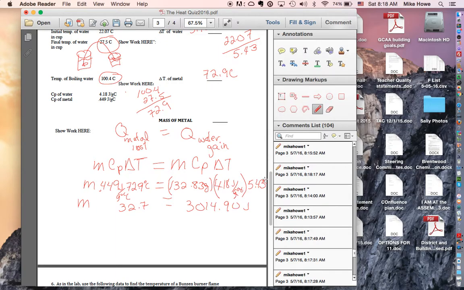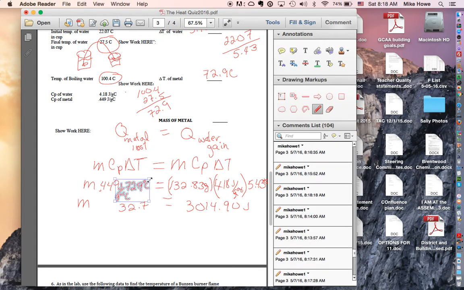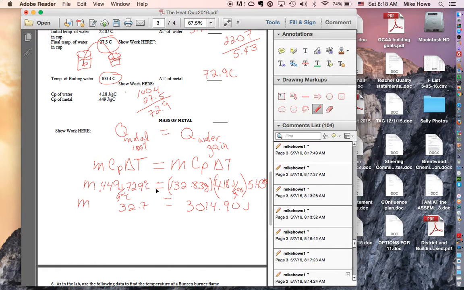The units here: that one is joules because grams canceled and the degrees C canceled. There's a C up here, so all you're left with is joules. Over here, the degrees C cancel, and the unit would be joules over grams. Then when you divide these, you're going to simplify and get m by itself. When you do that, joules cancel and you're left with grams.